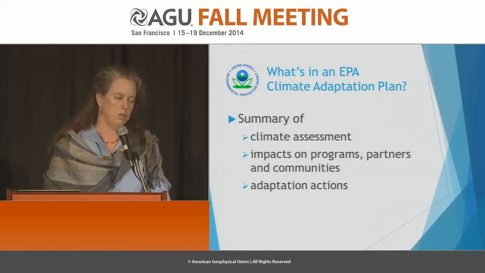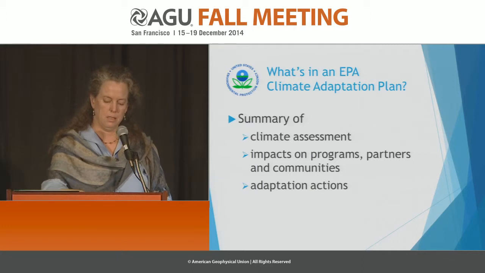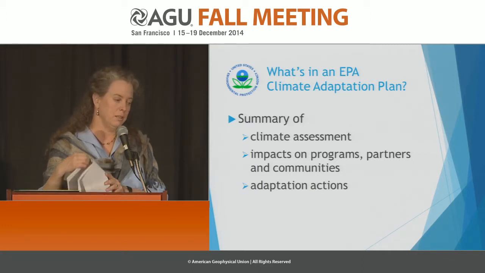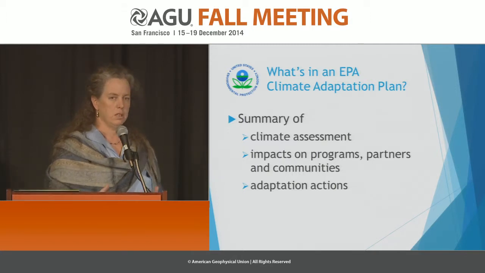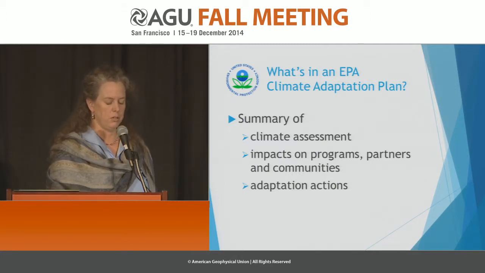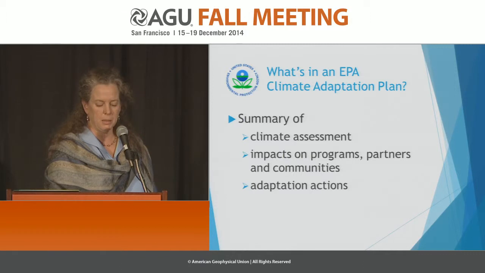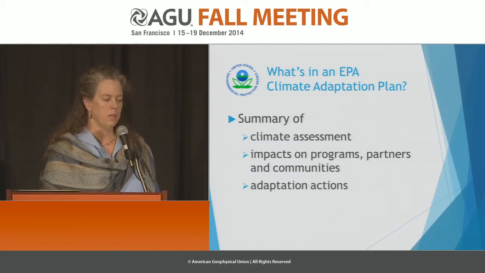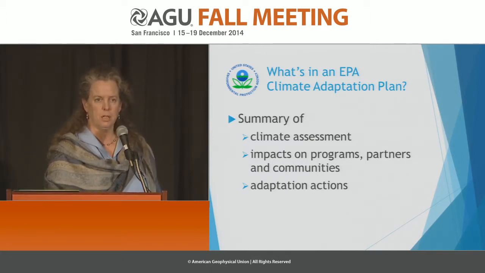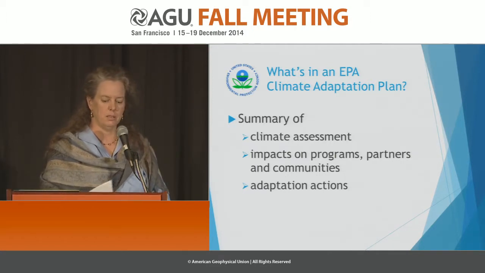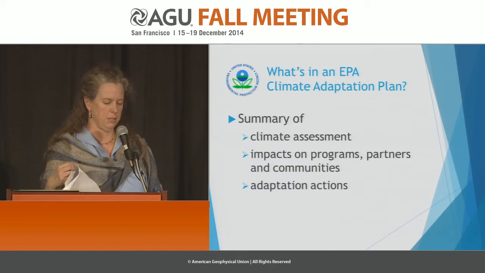So I'm briefly going to go over what's in EPA Region 9's Climate Adaptation Plan, and this is pretty similar to what sorts of things you might find in the other 9 regions' climate adaptation plans. So basically, these are summaries. We start with the climate assessment that I already mentioned. We look at a summary of impacts on programs, on partners, on key communities, and we have a summary, a listing of planned adaptation actions.